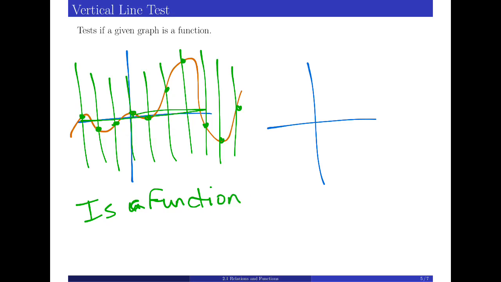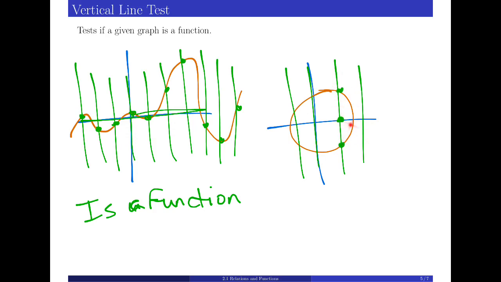Okay. So something like a circle would not pass the vertical line test because there are lots of different times where from a single input, we're hitting multiple outputs. So here we hit 2 points at the same time. So this is not a function because it doesn't pass the vertical line test, because at some input we have more than one output.